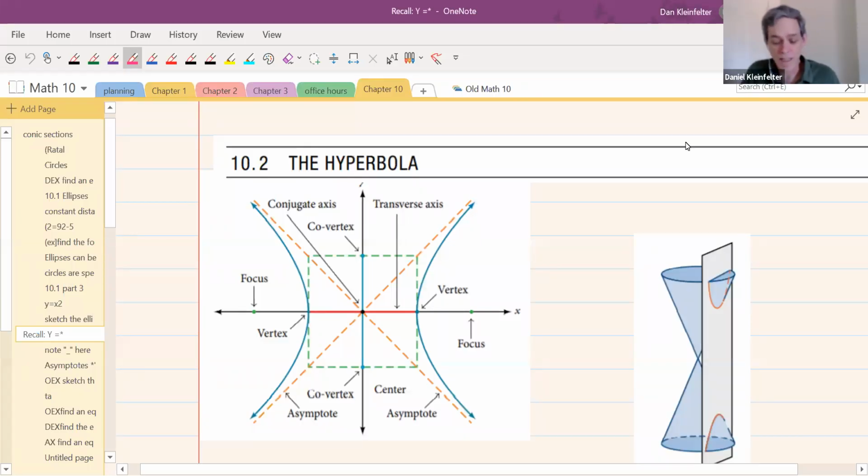Welcome back, everybody. In this video, we'll be working on the beginning of section 10.2, which is about the hyperbola, the second of our conic sections that we're going to consider. In the last video, we looked at circles and ellipses, and here we're going to be looking at the hyperbola.